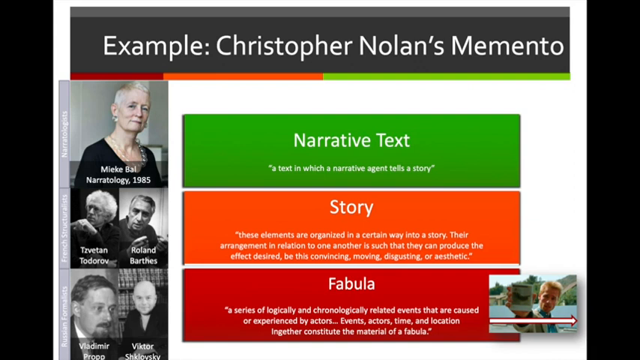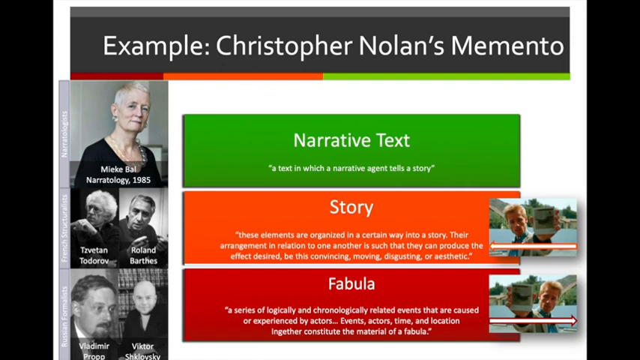So in the fabula, what happens is that his wife is murdered, and he then goes on a quest to discover who that murderer is. But in the film, the story is told backwards. And the reason for that is that in every scene, the audience doesn't know what happened in the previous scene, which is exactly the same as the protagonist because of his memory loss.